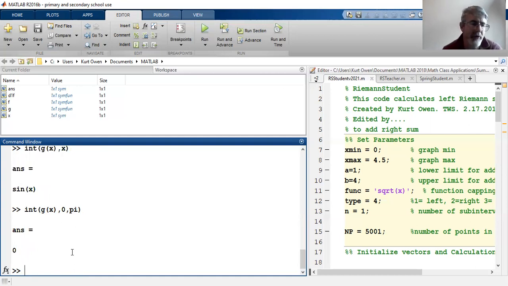That's because we have a positive quarter cycle of the cosine curve followed by a quarter cycle that's negative. Therefore, we end up with a total area of 0. So MATLAB will give us the exact answers, not just decimal approximations. Use this on your homework to check all of the even problems.